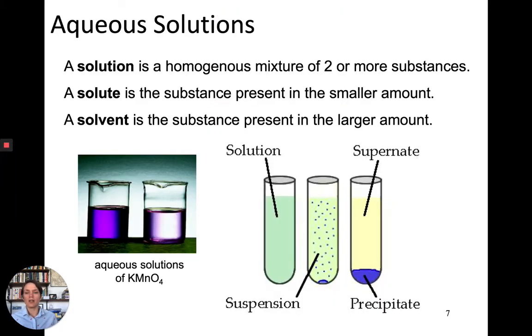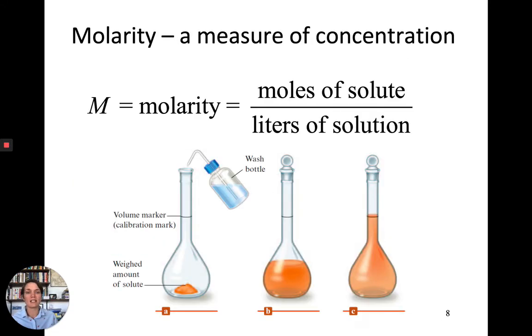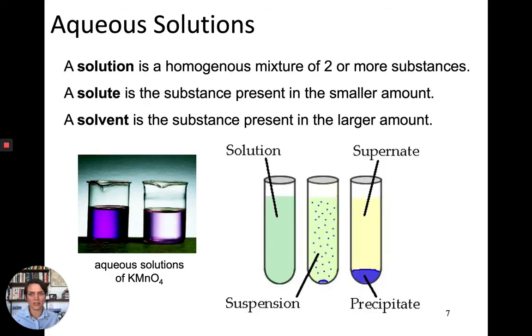Okay, so we're going to be talking a lot about solutions this chapter, so I just want to make sure that we have the same vocabulary. So again, a solution is a homogeneous mixture of two or more substances. We have this general definition of a solute versus a solvent. So the solute is the thing being dissolved. The solvent is the thing doing the dissolving.